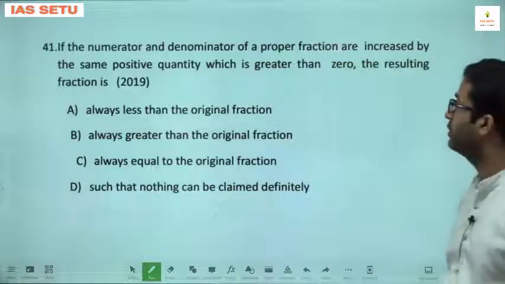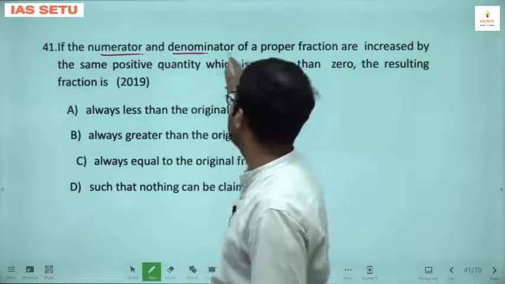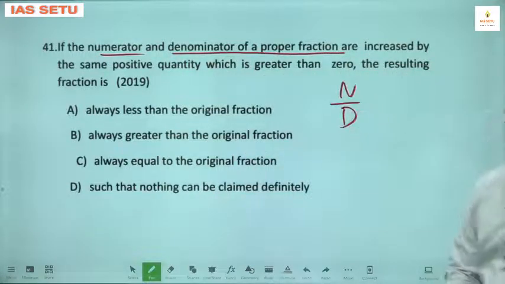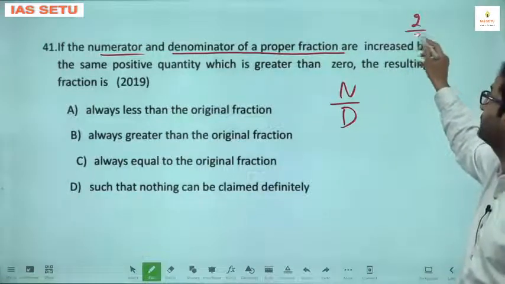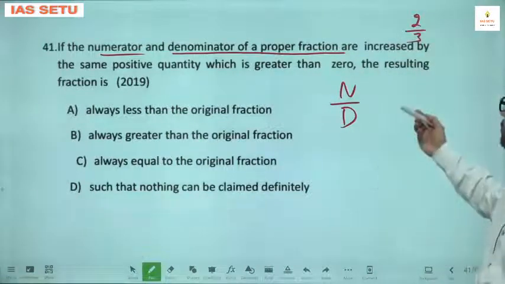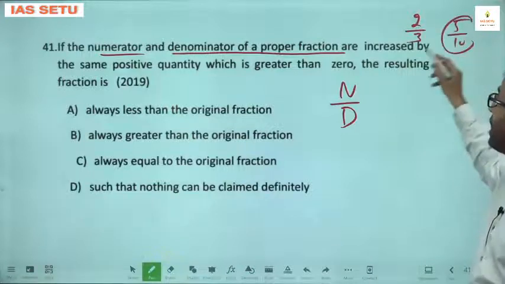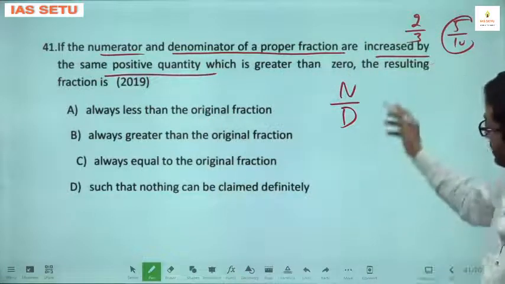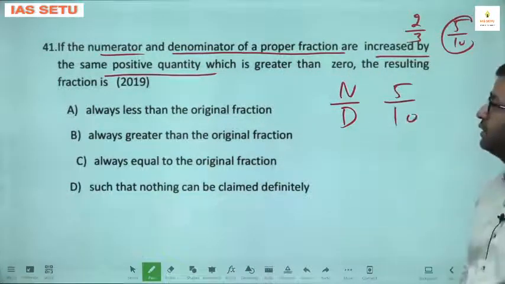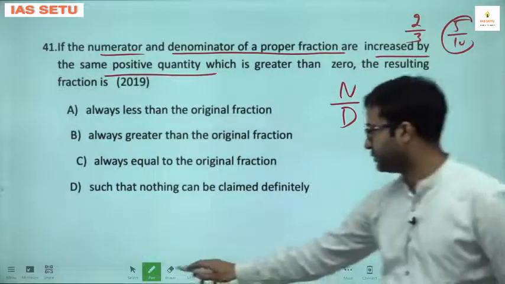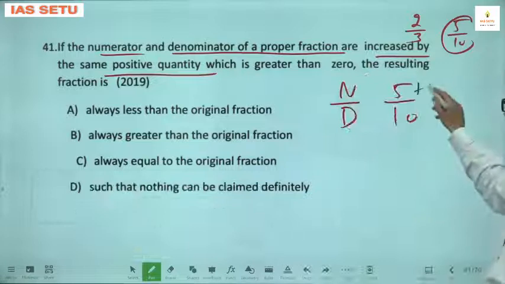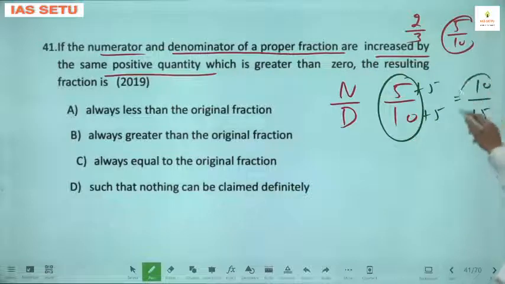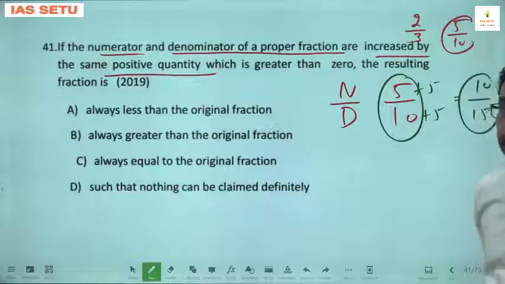Question number 41. If the numerator and denominator of a proper fraction are increased by the same positive quantity. You already know a proper fraction is one where the numerator is less than the denominator, like 2 by 3, or like 5 by 10. Assume this fraction is 5 by 10. I increase both by the same positive value. So I add 5 here and 5 here. The new fraction will be 10 by 15. Old fraction 5 by 10, new fraction 10 by 15. But this fraction has to be a proper fraction.